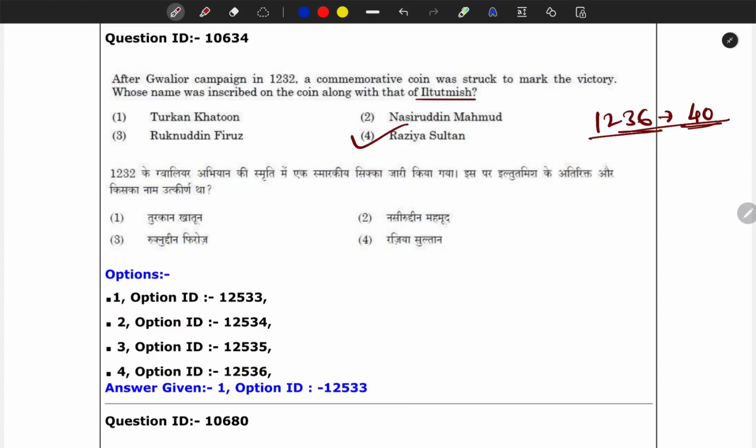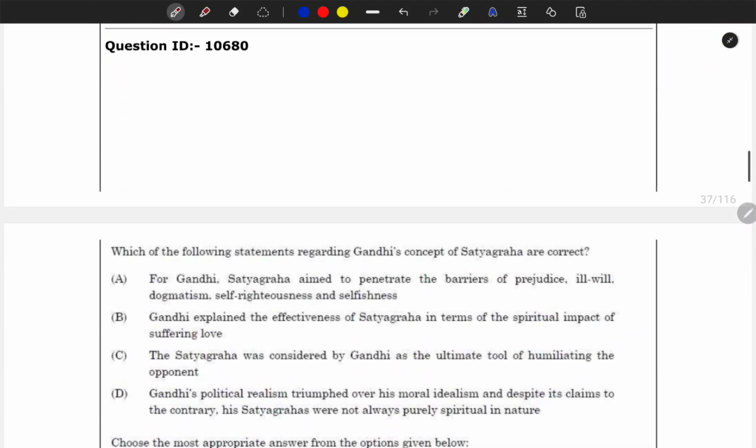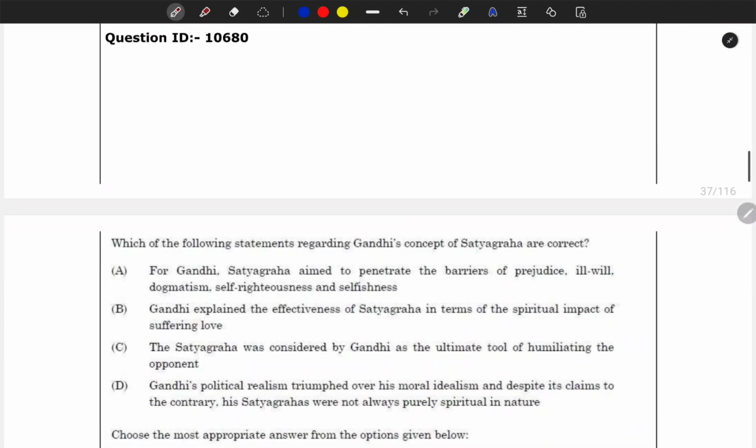You can think now, who could Iltutmish mark the name of? Who could it be? No other than Rajia Sultan. So this was an easy question for me. This was an easy question.